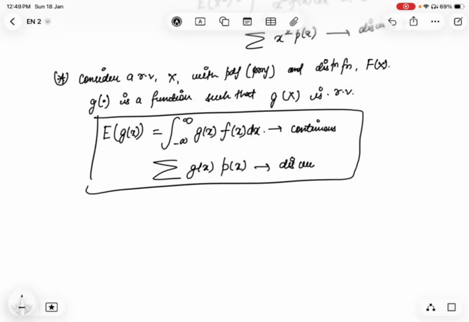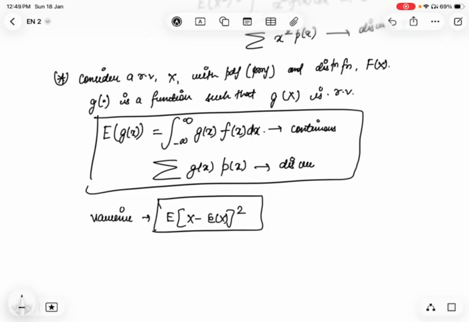Now, how will you define the variance? So variance can also be defined like this. Sometimes in examinations they will ask questions like this. So this is also a variance.